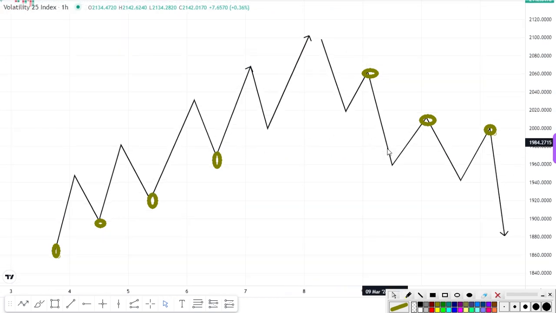For a downtrending market, liquidity is resting above here. These are liquidity levels. So you want to see the price retrace back to this level, or this level, or this level. You want to see the price around here.